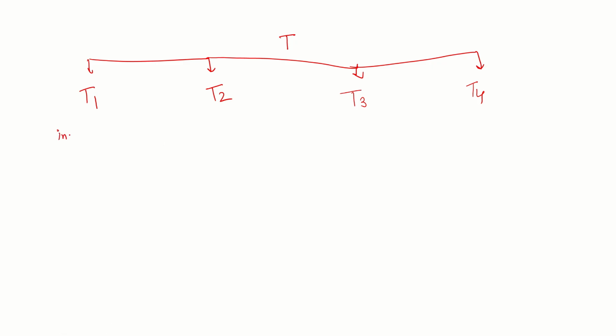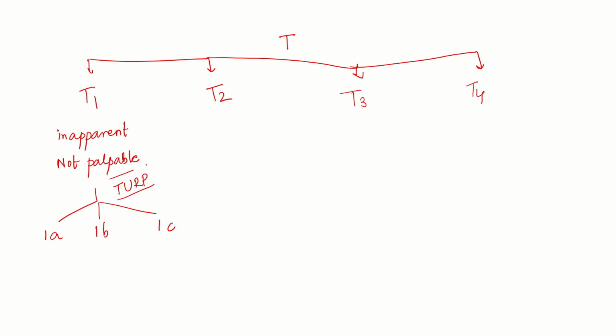T1 is inapparent or clinically not palpable. It is further divided into 1A, 1B, and 1C. These are incidentally detected tumors on resection of prostate. For example, a patient has undergone TURP and you find these tumor cells in the specimen. So T1 is not apparent clinically or not palpable clinically.